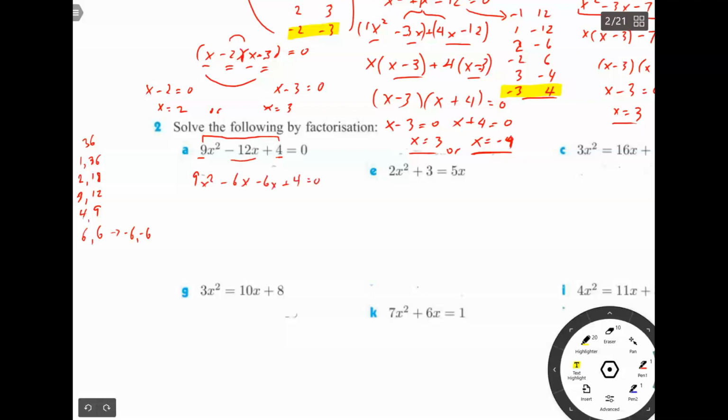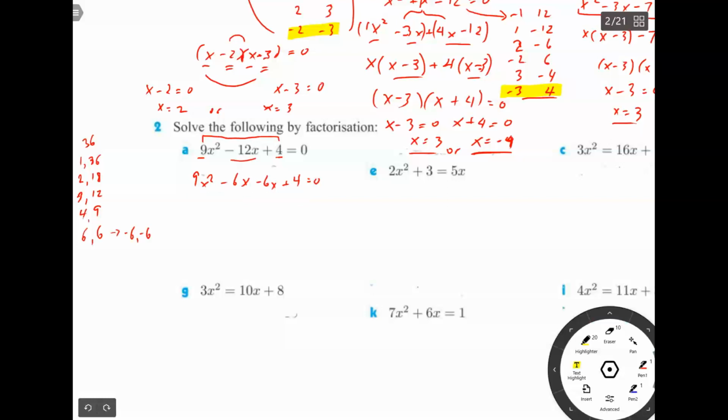Now we can double check to make sure that the ratio 9 to negative 6, which is 3 over negative 2 basically, is the same ratio as negative 6 over 4, which is negative 3 over 2, basically. So yeah, they are identical ratios. So that's a good sign.